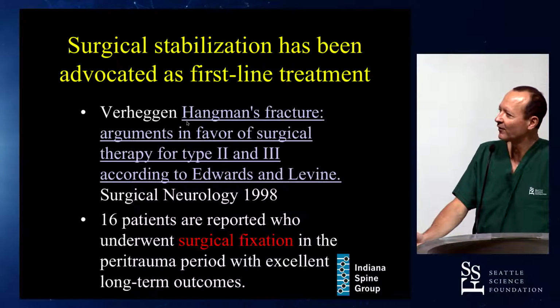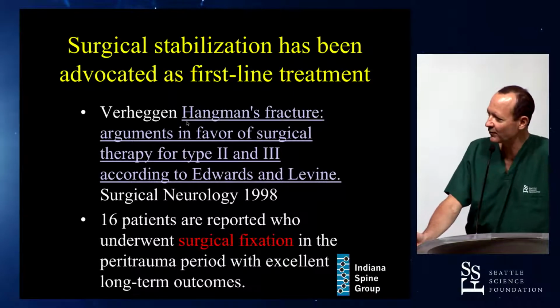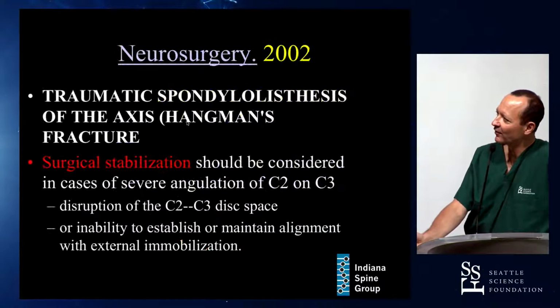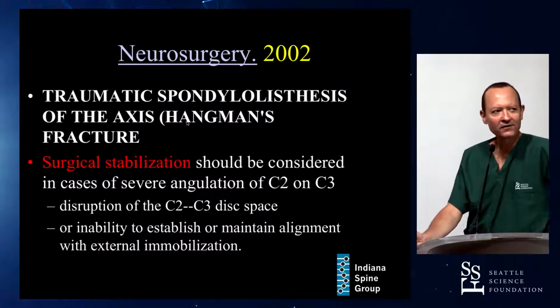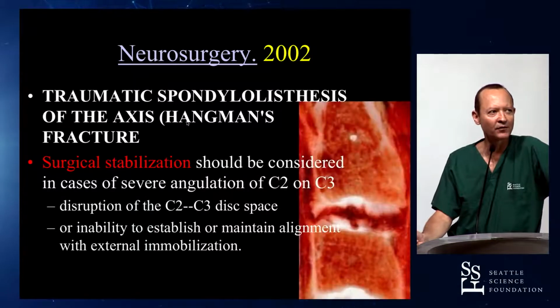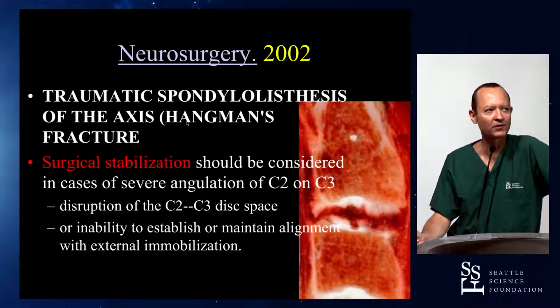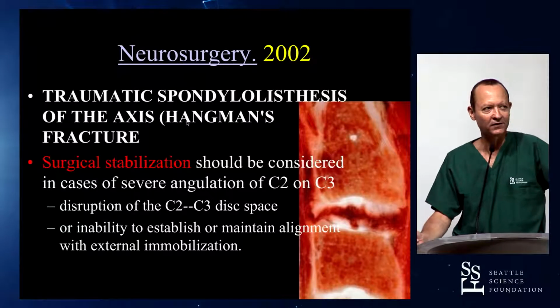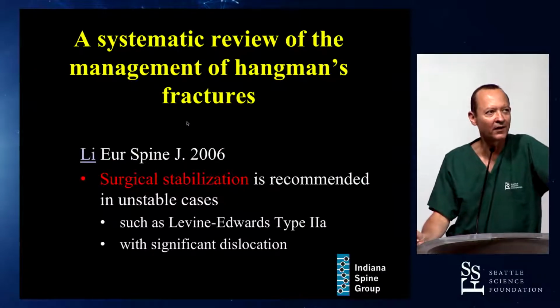Because of that, there are others who have recommended surgical treatment for type 2 and type 3 Hangman's fractures, and this is one of the earlier ones. Again, surgical treatment has a very, very high incidence of success without having to place patients in halos post-operatively, especially those patients that have significant injury of the C2, C3 disc space, which makes these very, very unstable.